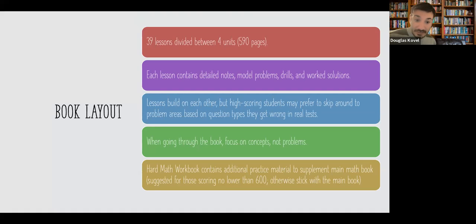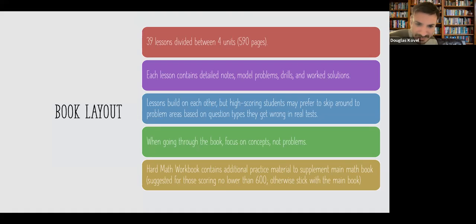That being said, I also have a hard math workbook that has additional practice material to supplement the main math book. Basically, that's just a workbook with practice questions organized by topic, and it contains questions that are modeled after real questions that have appeared in past SATs. Right now it's been updated to reflect question types that have appeared through May 2019. But in the spring, I do plan on doing an update that will reflect questions that appeared up through last year, including a question like that proportion one that I mentioned to you.